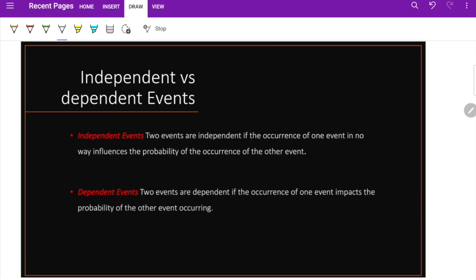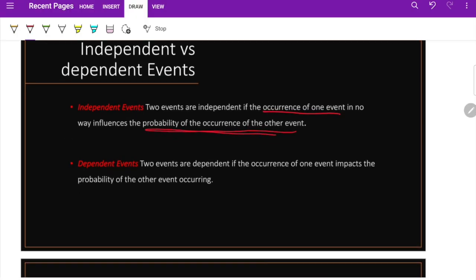The independent events: two events are independent if the occurrence of one event doesn't influence or doesn't impact the probability of the occurrence of the other event. We call them independent events. However, events are dependent if the occurrence of one impacts the probability of the other event occurring.